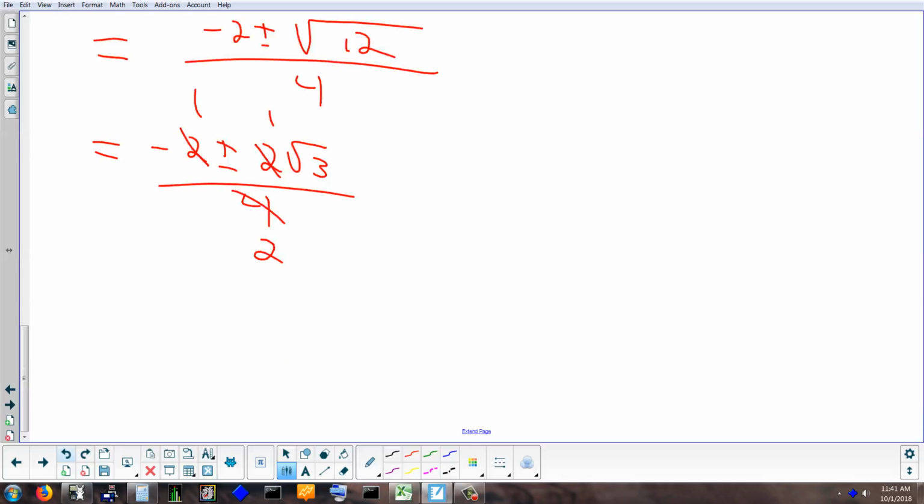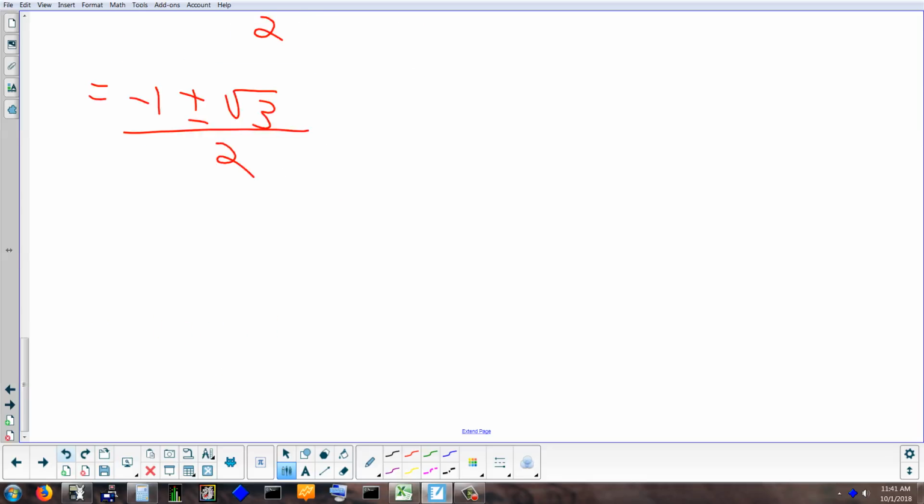It's just what's outside. So the final answer is negative, don't forget that, negative 1, plus or minus, there's 2 answers, square root of 3 divided by 2. Now, some people separate that into 2 fractions. You can write it this way. That's exactly the same thing. I usually just leave it as one big denominator. But if you want to write it like that, that's fine too.